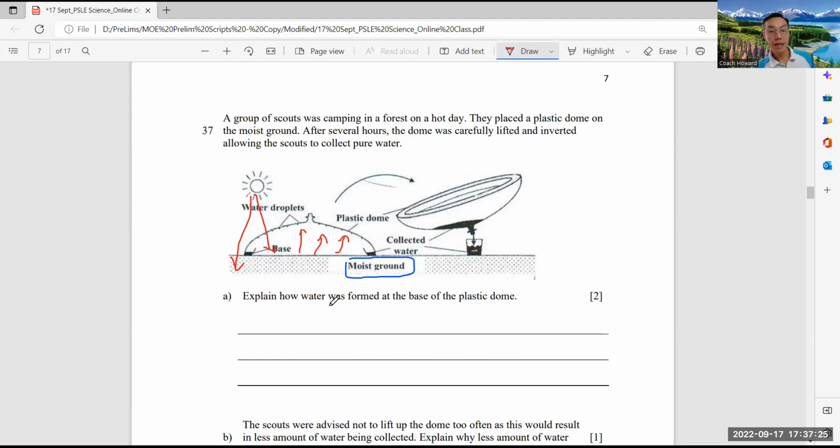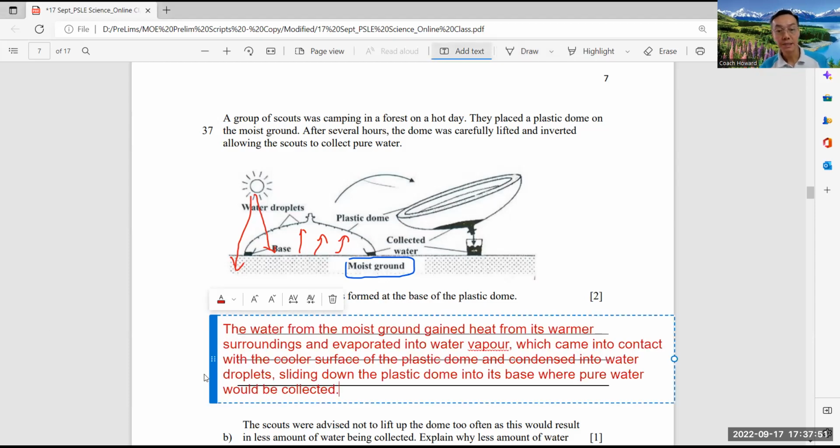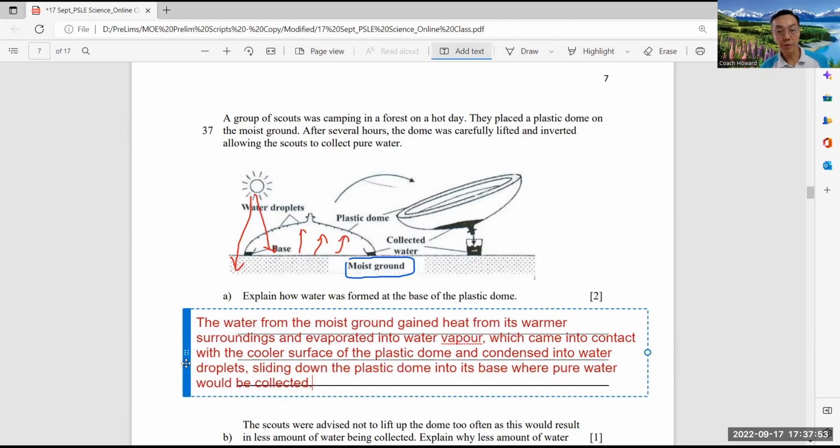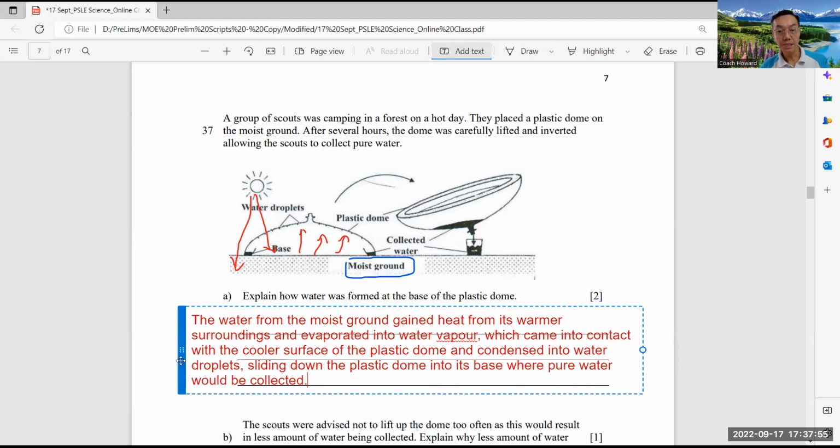Because they ask you to explain how water was formed at the base of the plastic dome. The base is this part. Because the water will drip down to the side. So this answer is actually quite straightforward. Talk about the water from the ground gaining heat and evaporating, becoming water vapor. Water vapor loses heat to the cooler inner surface of the plastic dome and then condenses to form tiny water droplets. Okay, so for those students who have been with me for quite some time, the answer is very standard.